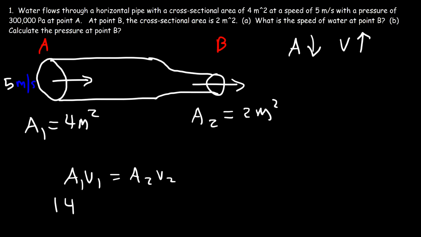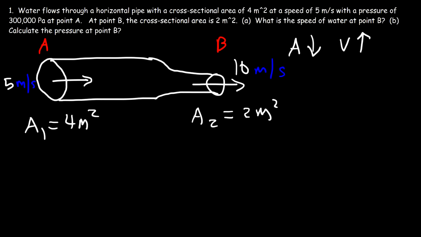So A1 is 4, V1 is 5, A2 is 2, and we're looking for V2. So V2 is going to be 4 times 5, which is 20, divided by 2, which is 10. So at point B, the speed of water is 10 meters per second. So if you reduce the area by a factor of 2, the speed will increase by a factor of 2.